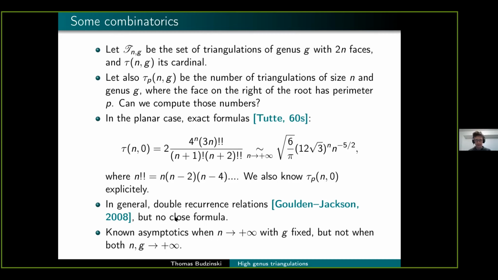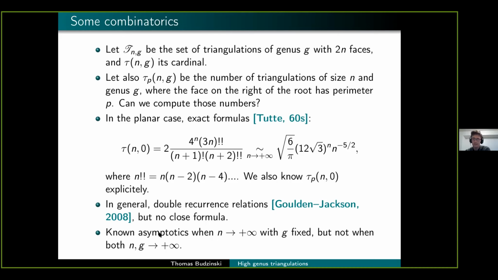in the general case, so if n and g can be anything, the best that is known are double recurrence relations. So in particular, there is a formula by Goulden and Jackson that will appear a bit later in the talk. So in theory, these recursions are sufficient to compute tau of n, g for any n and g, so to count triangulations with any size and any genus.